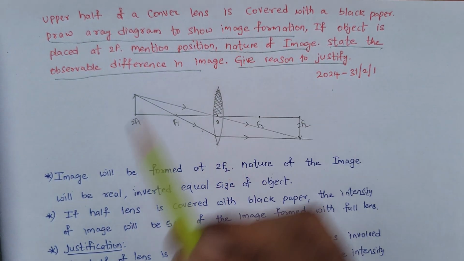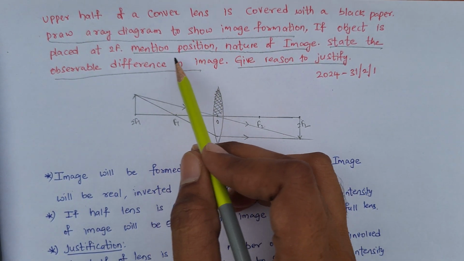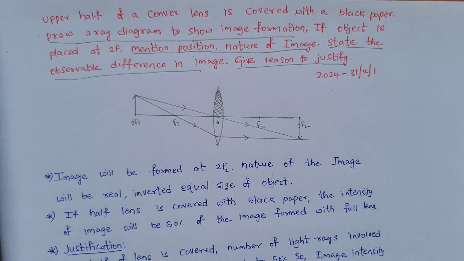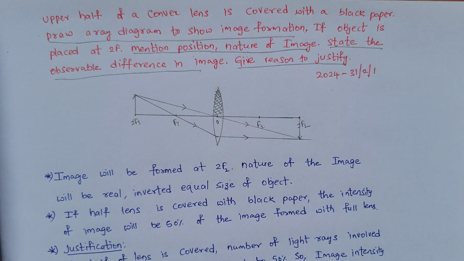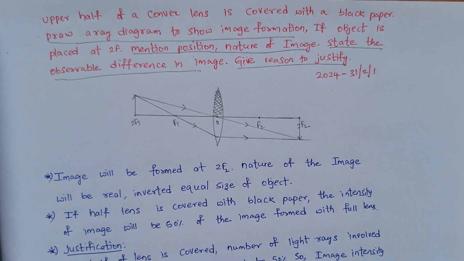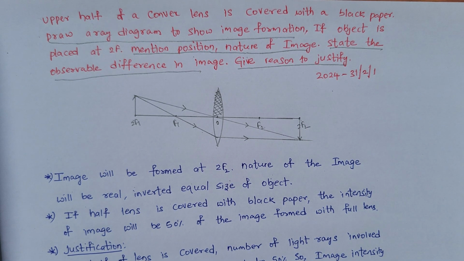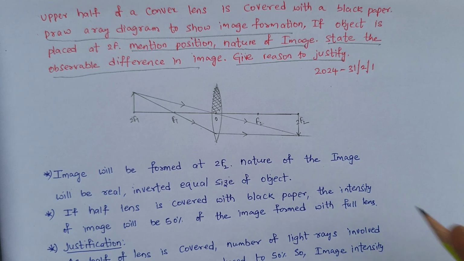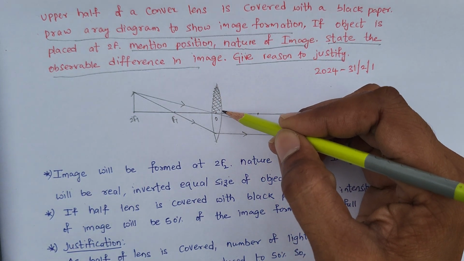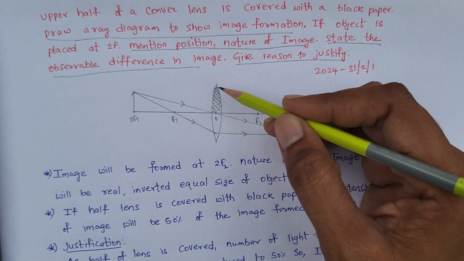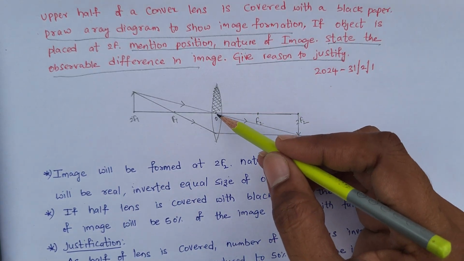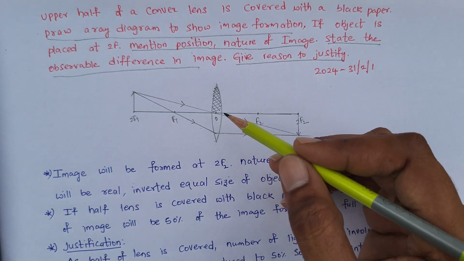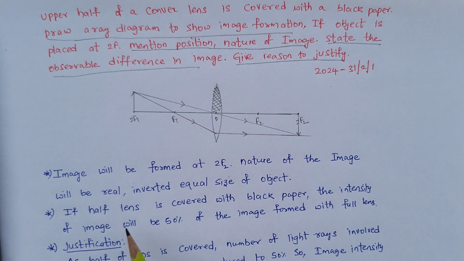So our first question got answered, and the second question, mention position, nature of the image, also got answered. Third question is, state the observable difference in the image. What can we observe in the image is, if the half of the lens is covered with the black paper, this portion of the lens will not participate in the refraction. So what happens? Only this part participates in the refraction. Number of light rays participating in the refraction will be reduced to 50%. So intensity of the image will be reduced to 50%.